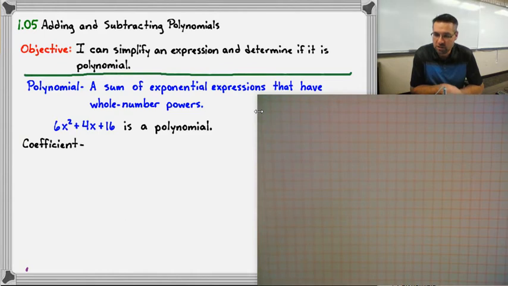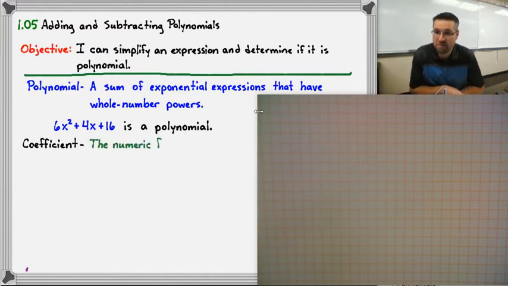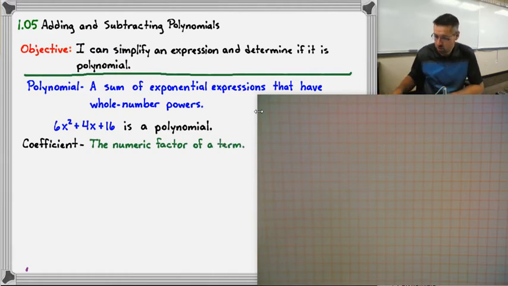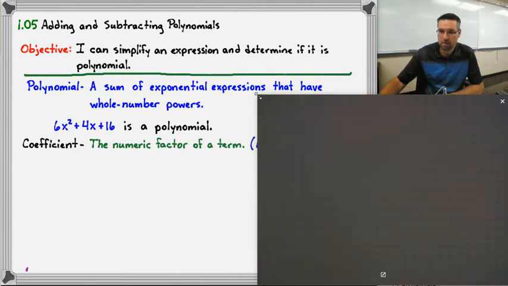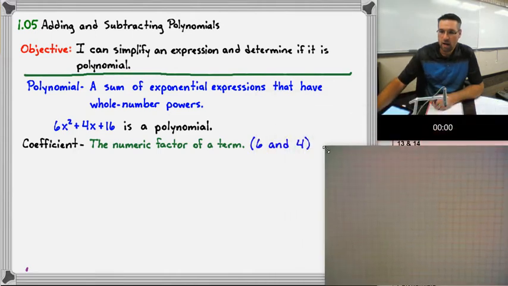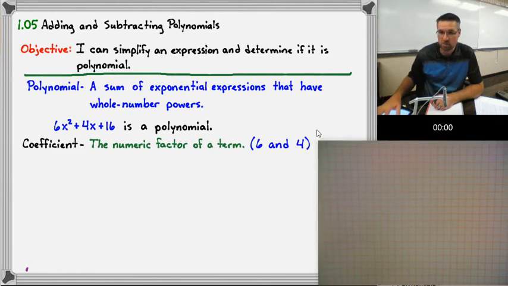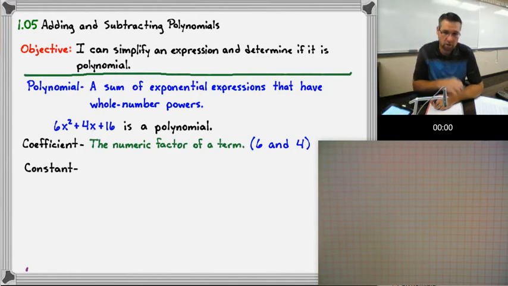A coefficient, lots of terms today, okay? So be patient with this. A coefficient is the number that's in front of the variable, essentially the numeric factor of a term. So when we look at, for example, the 6x squared, the coefficient is the number that's in front of the variable. So the coefficient is 6. 6 and 4 in this case, because we have a whole number in front of each variable. So 6 and 4 are our coefficients, the numeric factors of the terms.